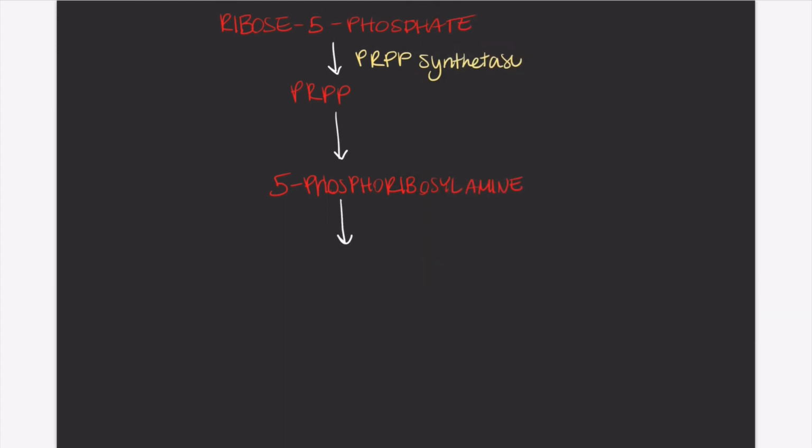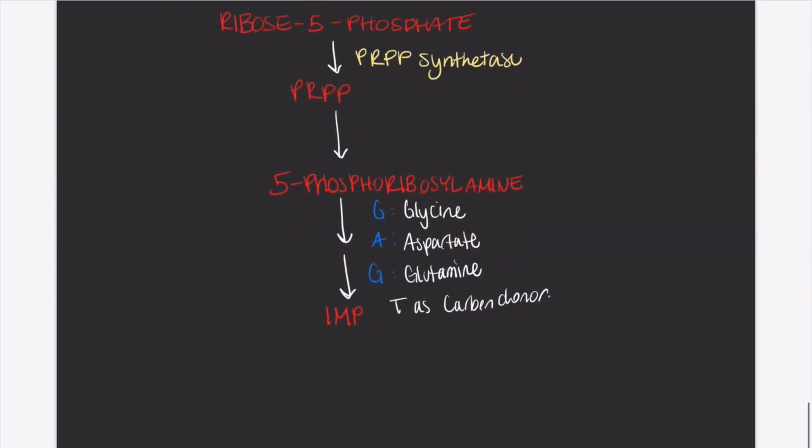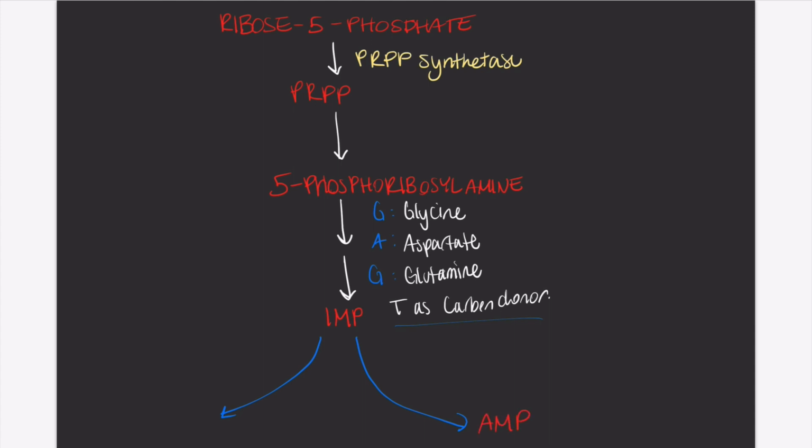This is where IMP is created. But it is important to know that in this step, we use the GAG amino acids: glycine, aspartate, and glutamine. We also use thymine, the base pair, as a carbon donor to create that IMP in the first place. From IMP, we can get GMP and AMP. We actually use amino acids again to create this. Interestingly, the G in glutamine tends to match with the G in GMP, likewise with the A in aspartate and AMP, if it helps you remember.